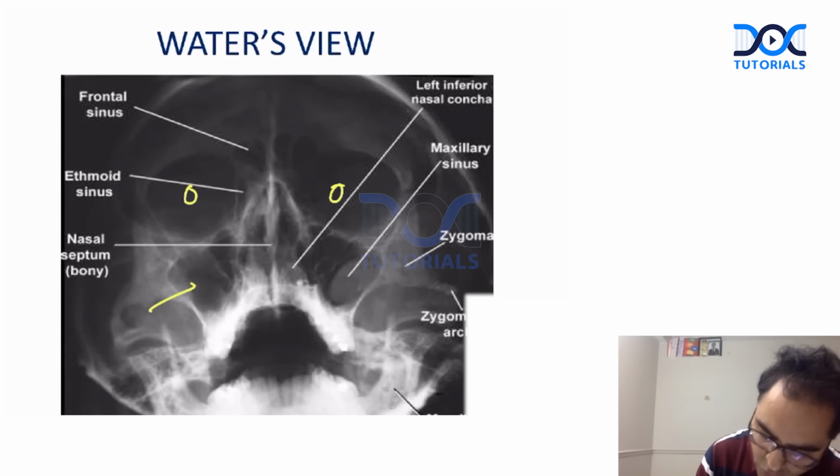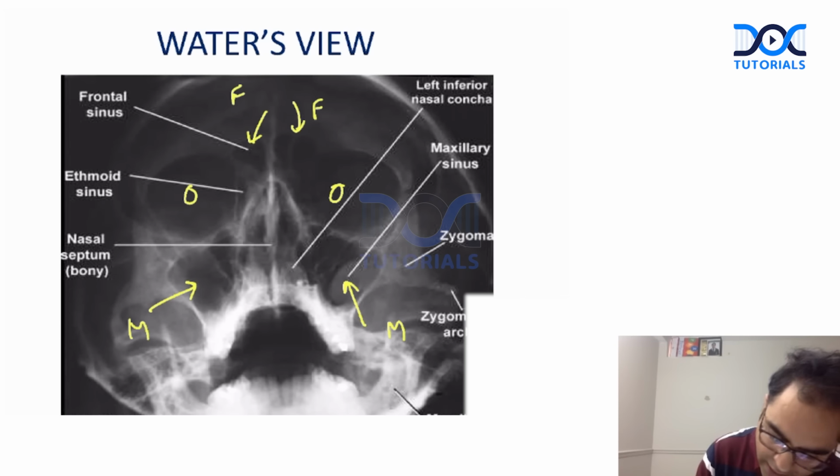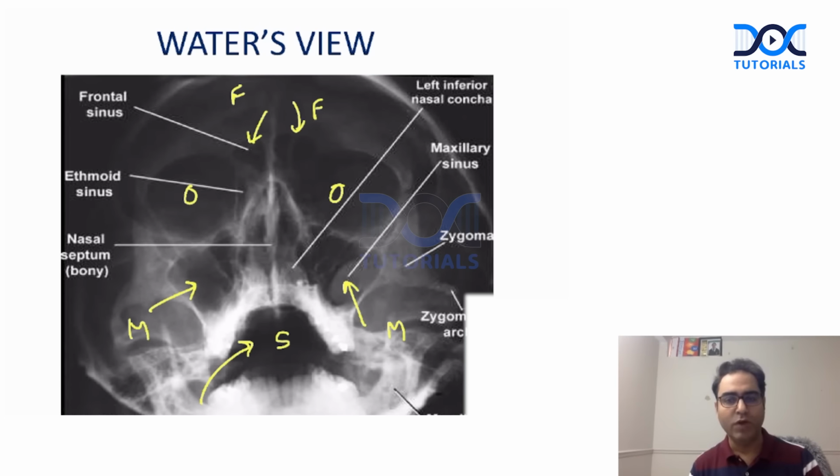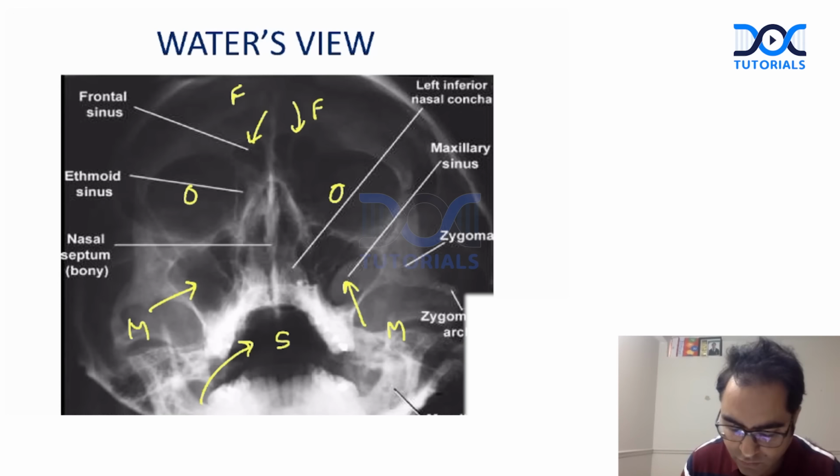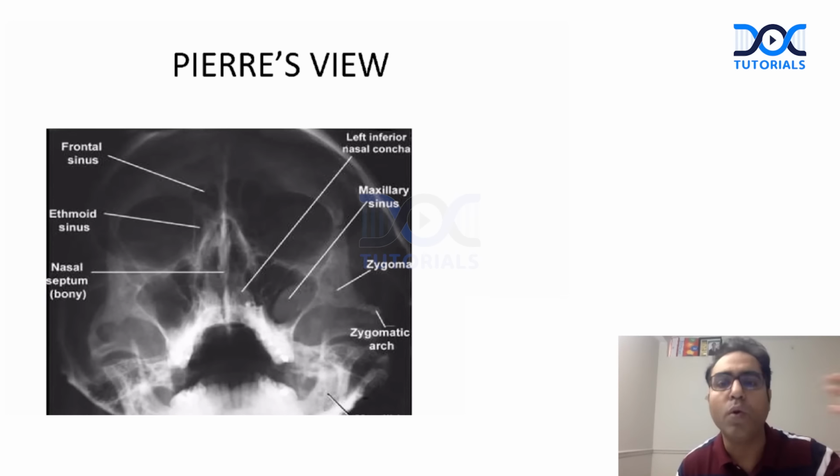This is your M, maxillary sinus. This is your frontal sinus right above the orbit, and through the open mouth you're seeing what? S. What is S? Sphenoid sinus. So no confusion. PRS view is nothing but water view with open mouth.